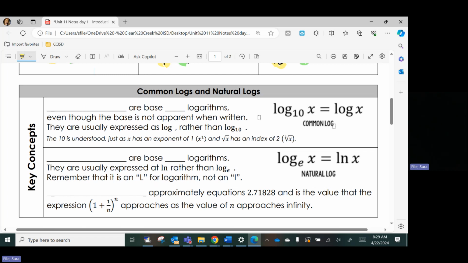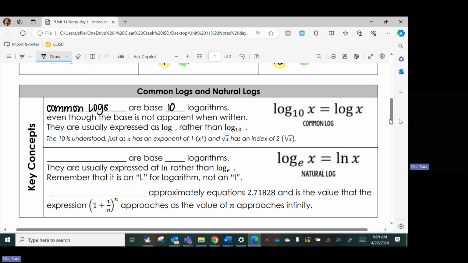Okay, so if you have a log that has a base 10, that's what we call a common log. Common logs are base 10 logarithms, even though the base is not apparent when written. And that means you won't necessarily see the base written. If you just see this format, log of something, in this case x, and there is no base, it means it's a base 10.